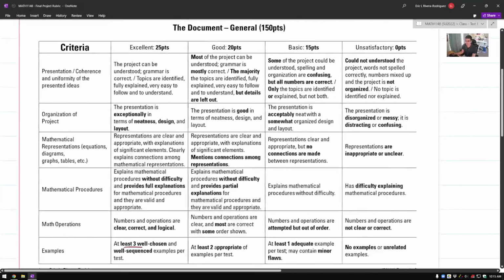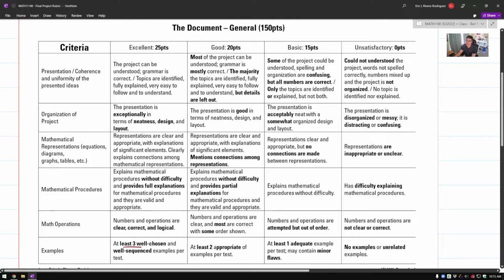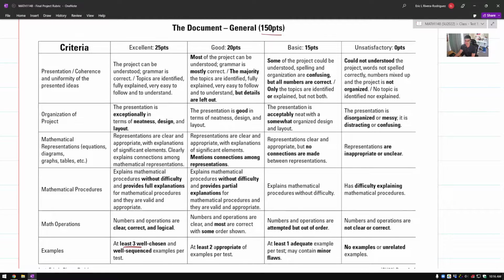So this table here is where this part of the project, the document in general, is worth 150 points. And this is how I'm going to evaluate your project in general. I'm going to check your presentation, so I want to see something nice, something that I can understand. The grammar needs to be correct, topics need to be identified, fully explained and very easy to follow.